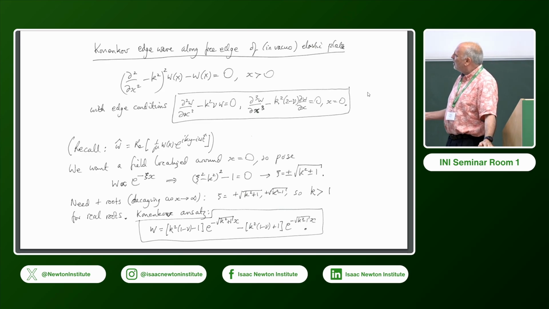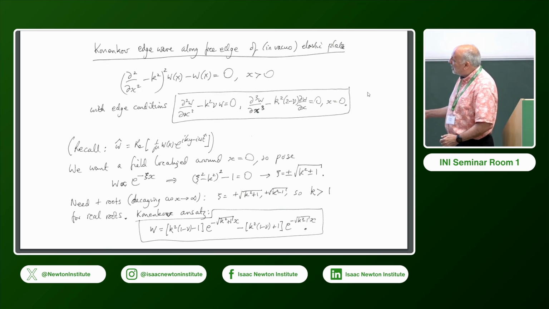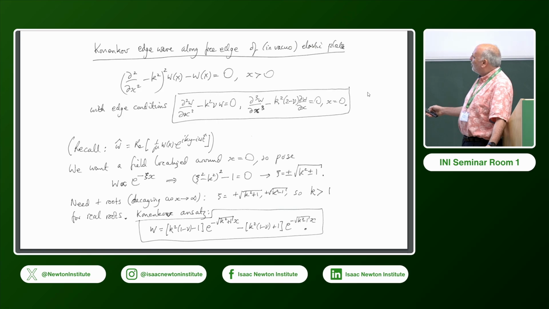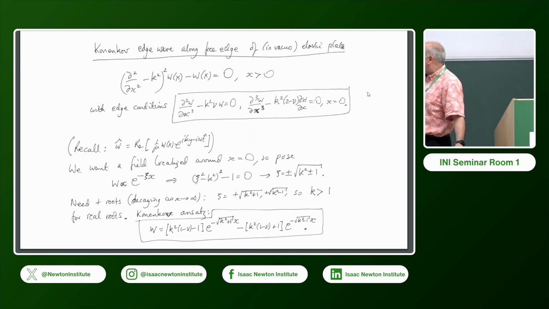to reduce it to a problem just in x. And so I can try plugging in a solution of the form I want, which is, I'm now looking for a solution which is localized to the edge, x equals 0. So I'm looking for a solution which decays away from the edge. So I plug in an ansatz or solution of this form, and that gives me this relationship, which says that psi is plus or minus root k squared plus or minus 1. So 2 roots of that.